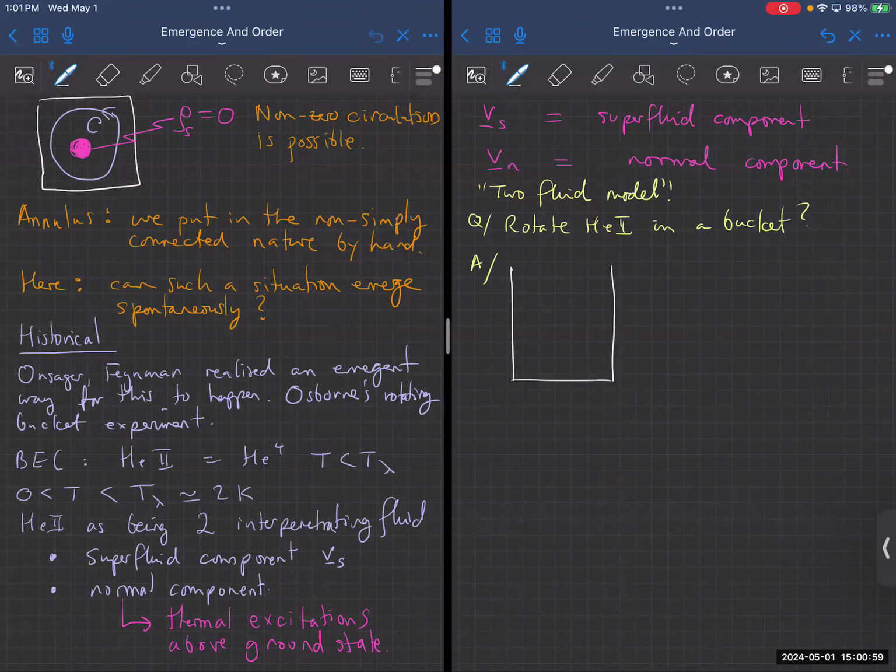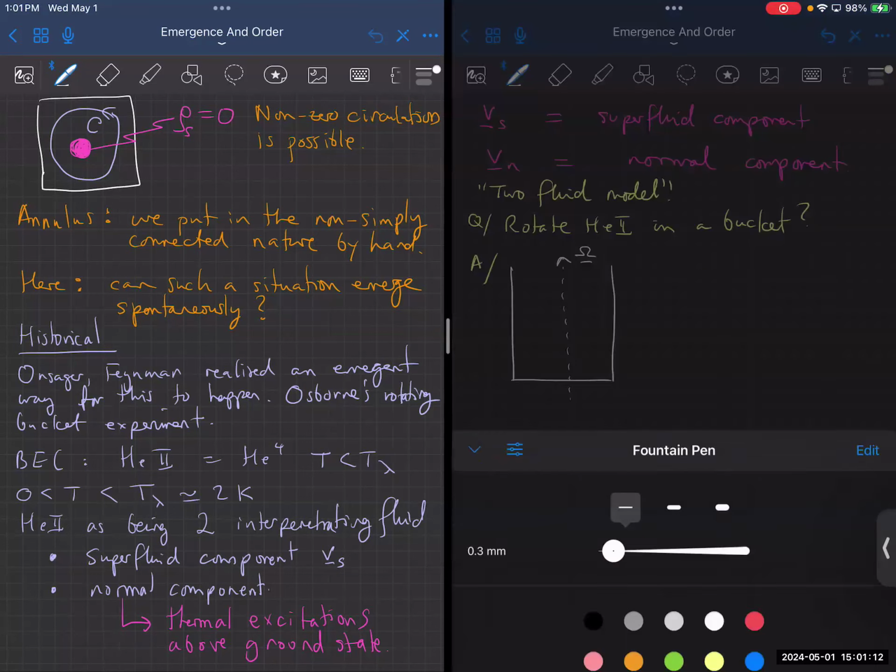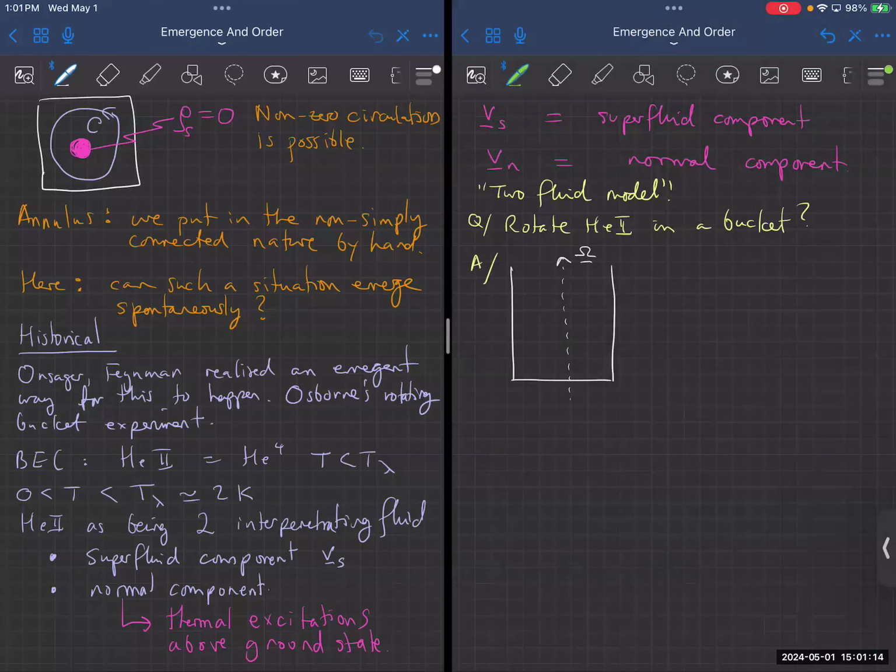So here is my bucket. I'm going to rotate it about the central axis with some rotation vector omega, like that. So it's going around like this. And what would we expect to see if we had a regular fluid? Just take your coffee, put it in a bucket and rotate it. What's going to happen?